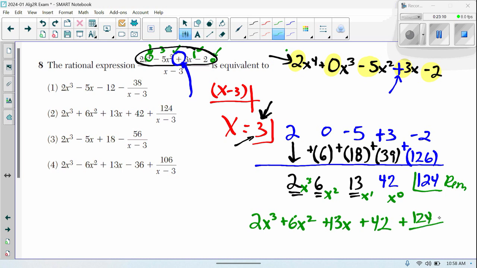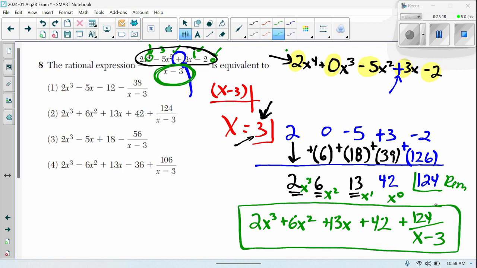The remainder always goes over what we're dividing in, the denominator. X minus 3. That's your answer there. Man, I'm glad. There it is, 124 over x minus 3. Everything else matches. I am glad I caught that mistake because when you go fast, it is real easy to make mistakes.